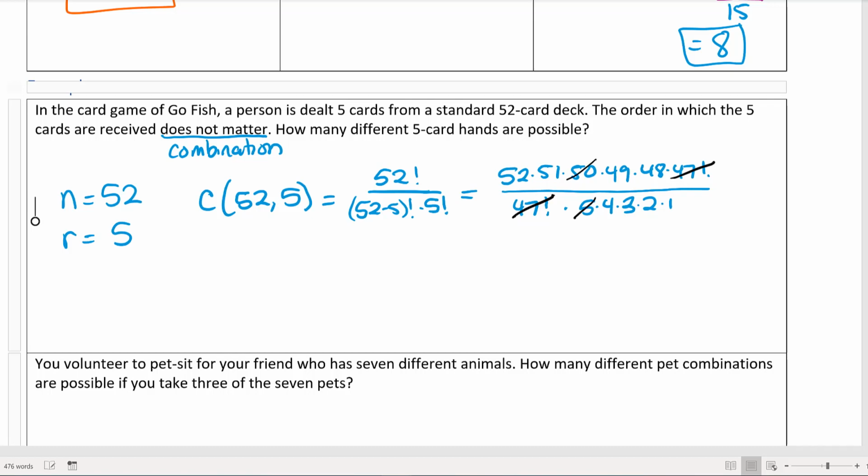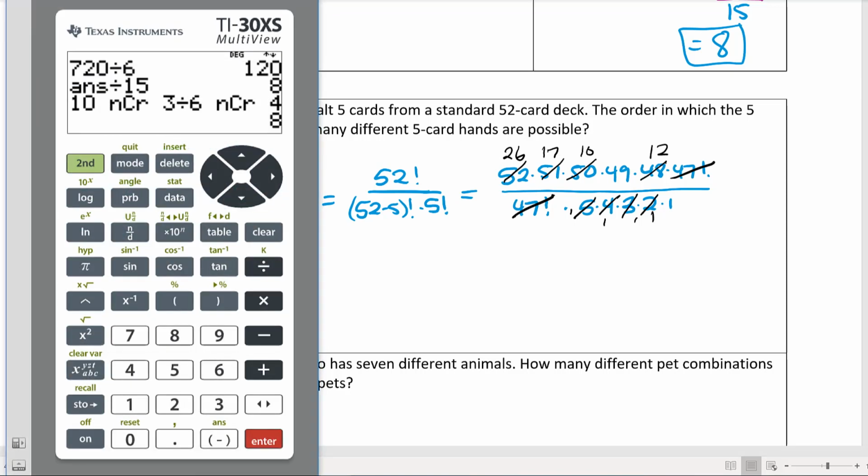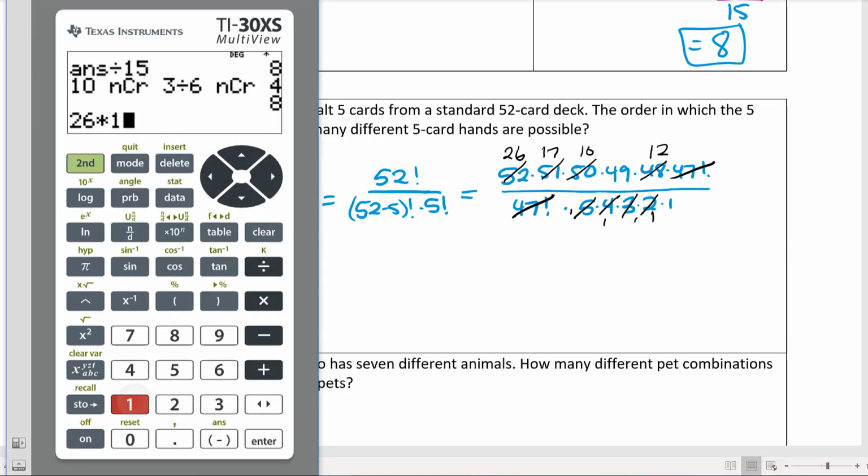5 and 50, that's 1 and 10. 48 and 4 can be divided. That is 1 and 12. 2 can be divided by 52, and that's 26 and 1. And then 3 can be divided by 51, and that's 17 and 1. This is just optional. You could get out your calculator and just multiply it all out if you really wanted to. I was just trying to avoid having a denominator.